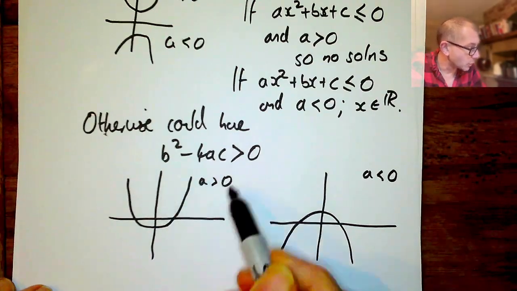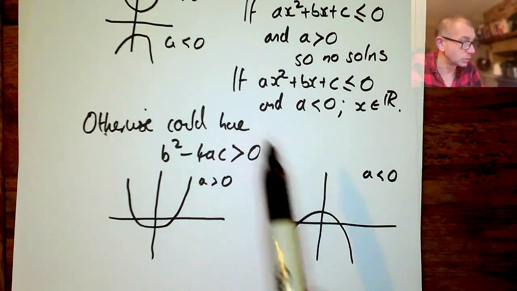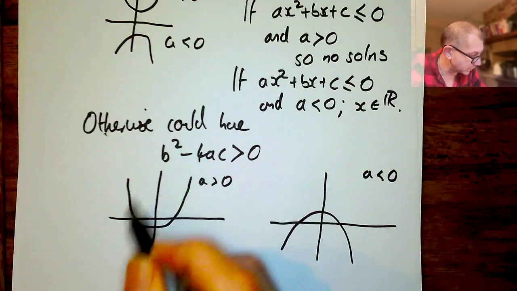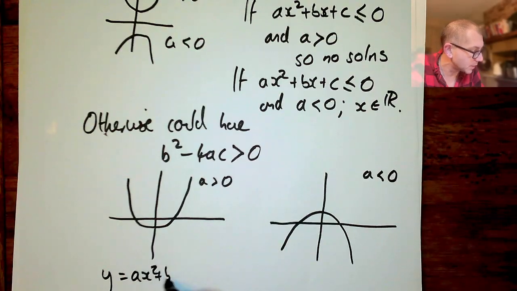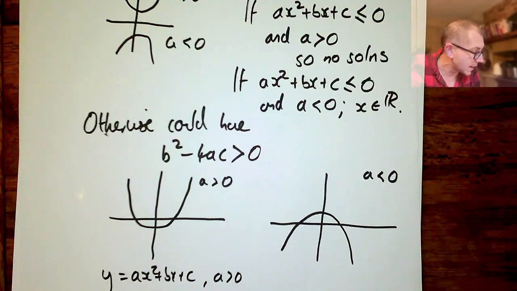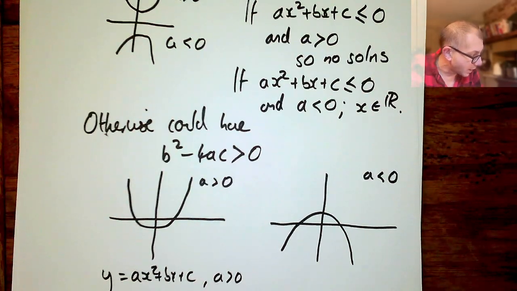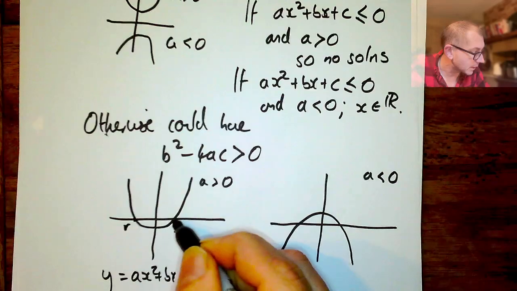Now, I'm just going to focus on this case here, and then we'll look at the two possible ways of being interested in the solution. So if y is equal to ax squared plus bx plus c, and a bigger than 0, so we look like this. Let's suppose we want ax squared plus bx plus c less than or equal to 0. And let's suppose I've found that the two intercepts are r and s.